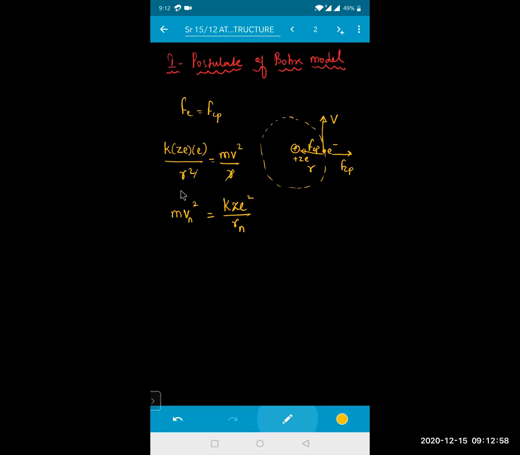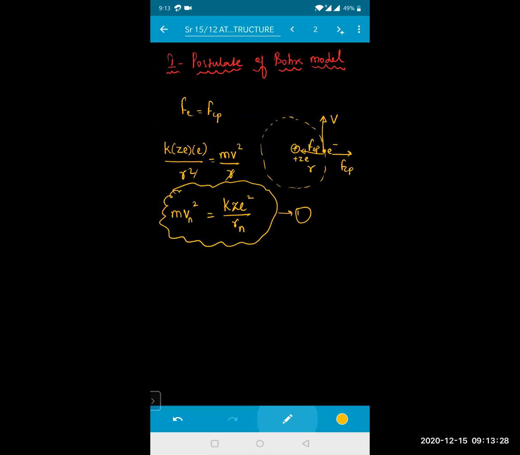Okay, so this was the first statement of Bohr's model of the hydrogen atom, that all the electrons revolve around the nucleus in a circular path, and you will never lose the energy because it has been balanced by the centripetal force. That is the reason it continuously tries to move in the circular path. So equating the centripetal force and the electrostatic force between them, I'm getting the relation M into Vn square is equal to K into Z into E square divided by Rn.